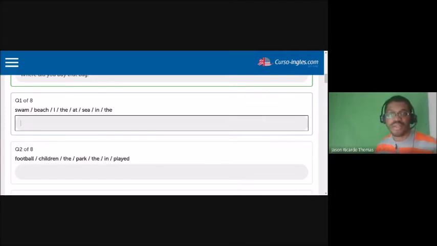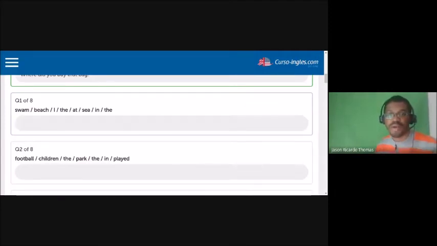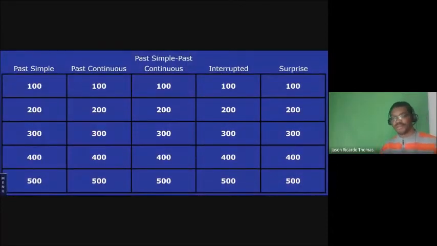All right, let's switch now to our Jeopardy game. So we're going to be playing a big game. The rules are simple. Choose a category, then choose an amount. For example, past continuous for 300, or past simple for 100. Right, choose a category, guys, and we will practice. Sorry for you, Kristen, because you won't be able to practice a lot because your microphone isn't working, but pay attention. Let's start with Torres Lopez.